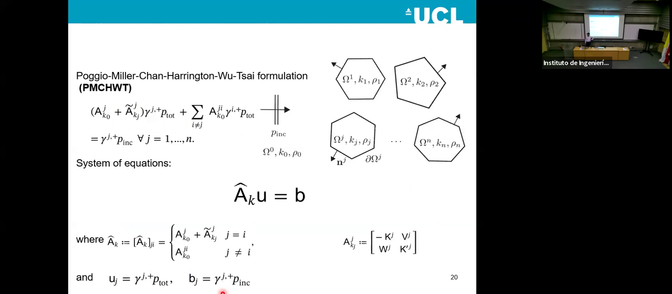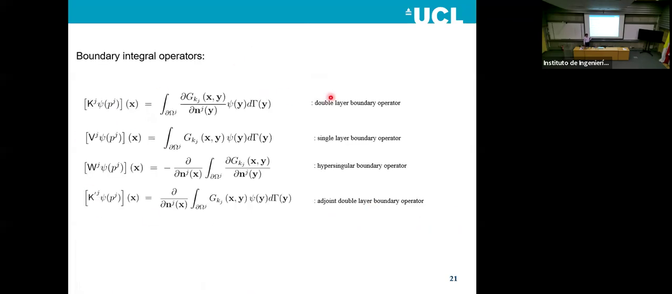So what we can then do is, there's, I guess, an infinite number of formulations you can use. That's correct, Elvin. So here we've looked at what's known as the PMCHWT formulation because it's particularly useful with some of the problems we're dealing with. And in a nutshell, you can formulate a linear system of equations. Here, these A blocks are given by these boundary integral operators: the double layer potential operator, single layer boundary operator, hypersingular boundary operator, and the adjoint double layer boundary operator.